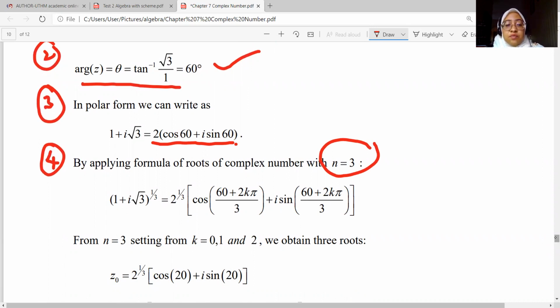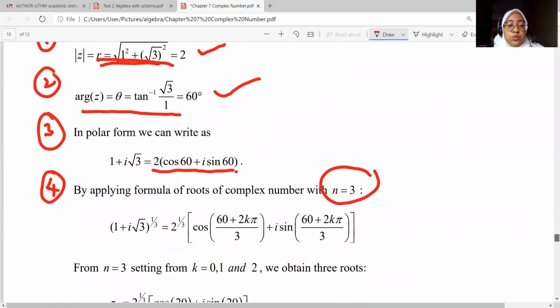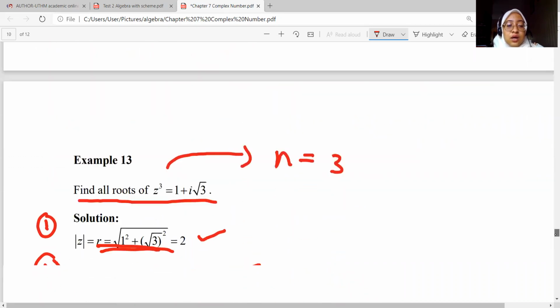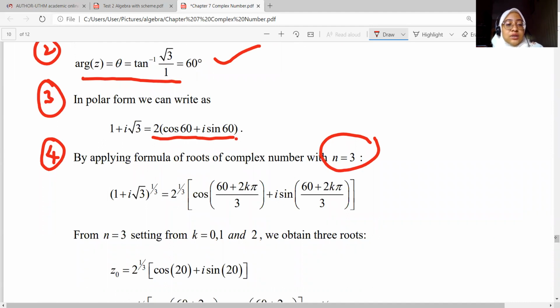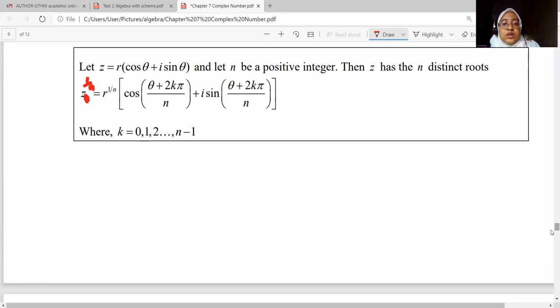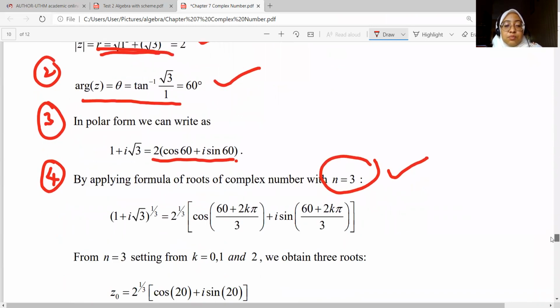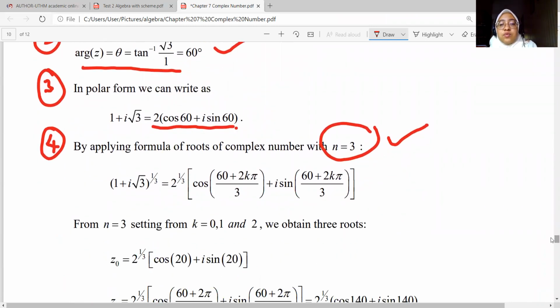Just masukkan dalam formula tadi. R kita adalah 2, so R to the power of 1 over n. N kita adalah 3. Apabila awak nampak n, awak tukarkan lah. Times cos 60 plus 2k pi over 3. Formula dia memang over n, kalau n tu kat sini masih ada n, so n kita tadi adalah 3. Theta yang kita dapat adalah 60. So masukkan, ini adalah general formulanya.